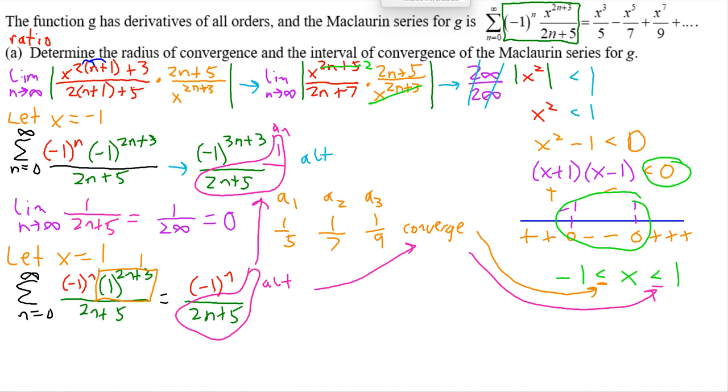So you can see the center here would be 0. You can also tell because when you set this equal to 0, you get 0. And then the radius from here to here and here to here is 1. So your radius of convergence.